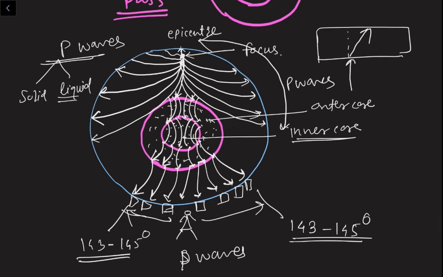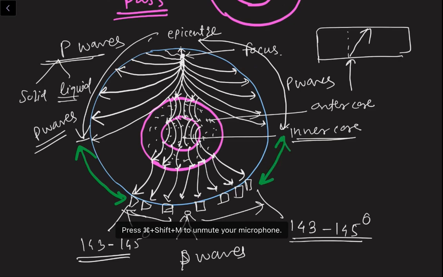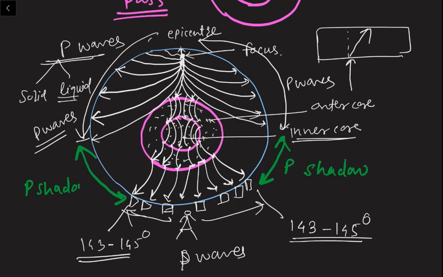P waves. Here also we found P waves till here. But now in this region, the region which I am making greener, you do not find P waves. So this region is called the P shadow. Shadow means there you are not able to see the P waves. The P waves are not seen or not detected.